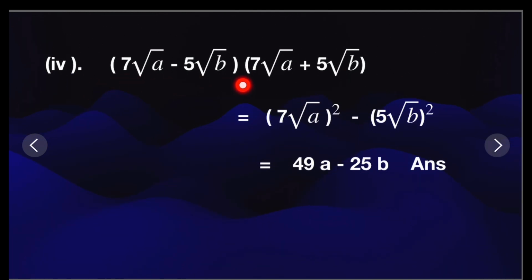Okay, so here this is an identity that x minus y into x plus y is x square minus y square. That formula they have applied. So 7 square root a minus 5 square root b multiplied by 7 square root a plus 5 square root b. So you apply the identity and you do the square, you will get this answer. Or you can open the bracket. You know how to open. 7 into root a multiplied by this whole bracket minus 5 root b multiplied by this whole bracket. Even if you do that, you will get this answer.